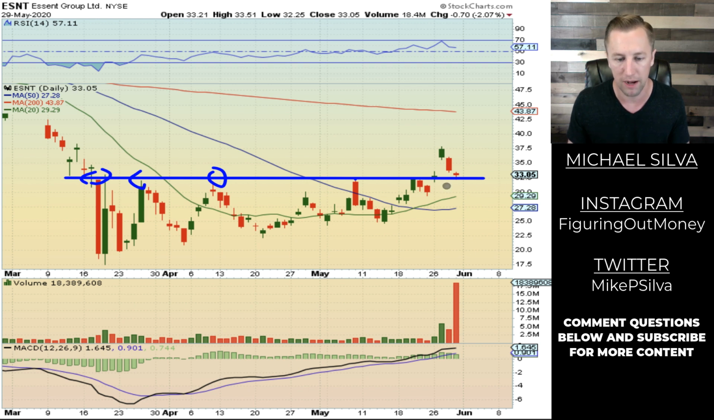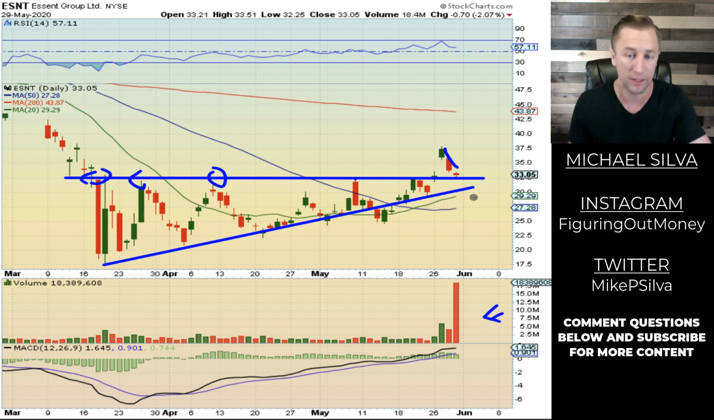And then it broke above it on decent volume. And then now we're having that retest. And there's a lot of volume that took place. All right, so my question is, will this stock head higher or will this stock break down? Well, it really depends on where it opens up Monday.